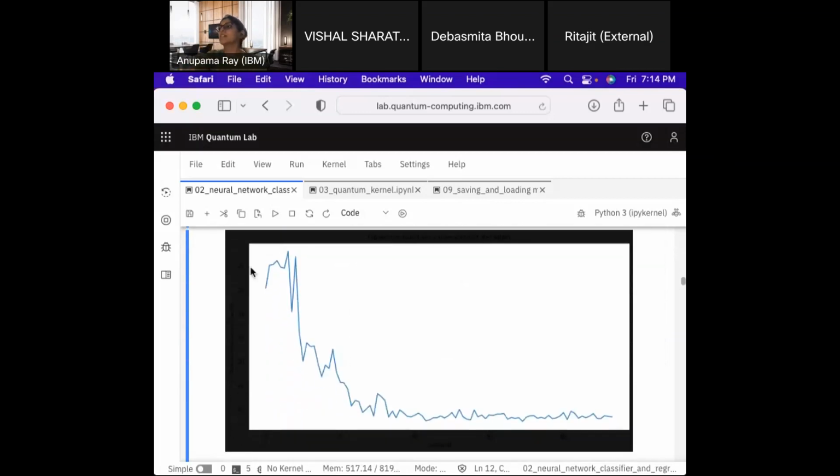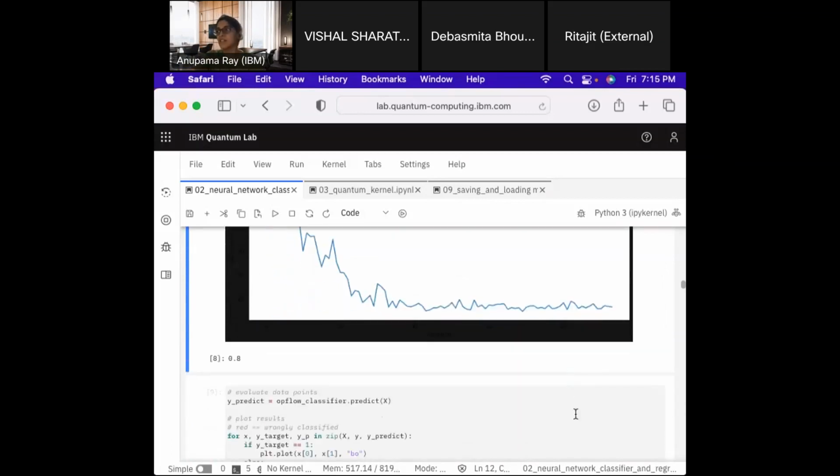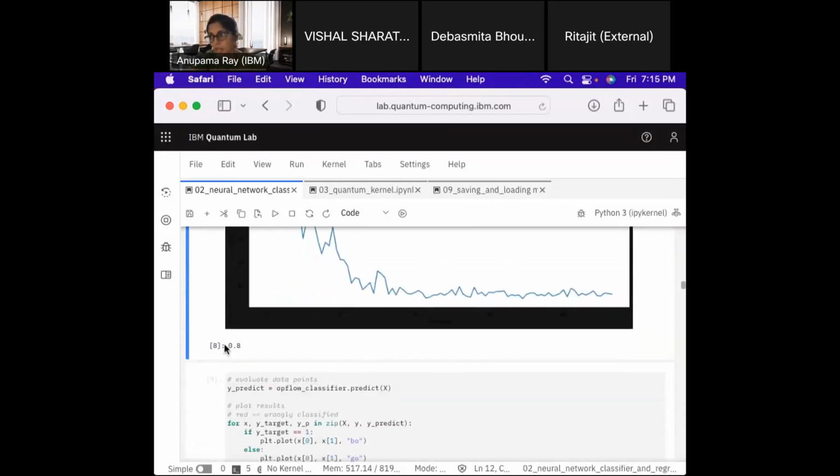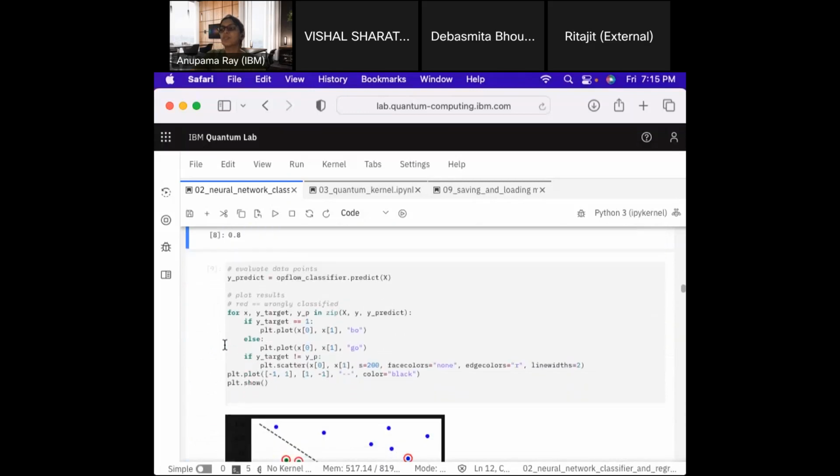And here you see the loss function. This is the advantage of getting that callback graph. You see that at the start it was decreasing randomly, and then at a certain point it's still decreasing, there are jitters, but it's sort of stagnating, and you get an accuracy also. So you get a score of 0.8. Right, so you can use this the same way.